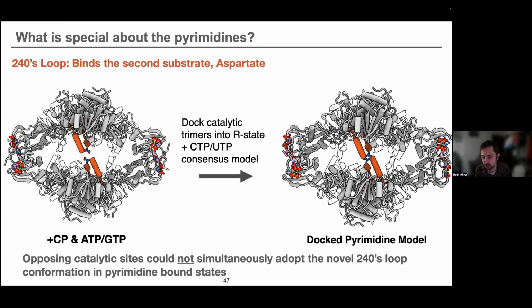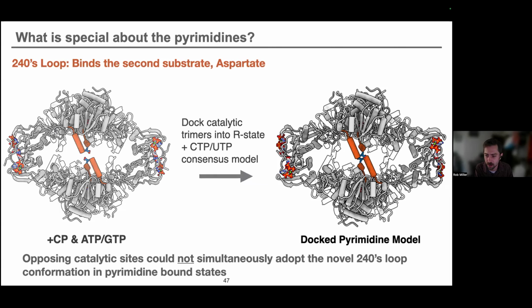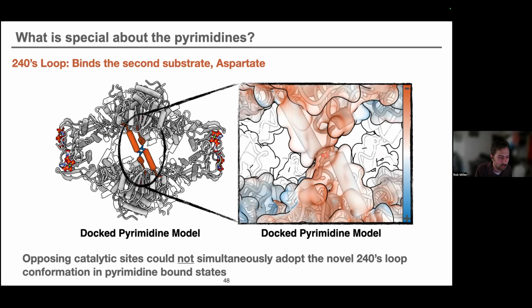We then docked those catalytic trimers into our most compacted R state model, the R state bound to CTP and UTP. And right away, it was very clear why these other nucleotide-bound states are incapable of sampling this novel conformation, where particularly for our most compacted states, there are strong steric clashes between the opposing 240s loops. But what's more is that these 240s loops are relatively negatively charged, so there'd be a strong charge-charge repulsion, which then explains why ATP and GTP are the only pair of nucleotides capable of expanding the enzyme enough to relieve these steric and charge-charge repulsion interactions, allowing ATCase to sample this novel conformation.